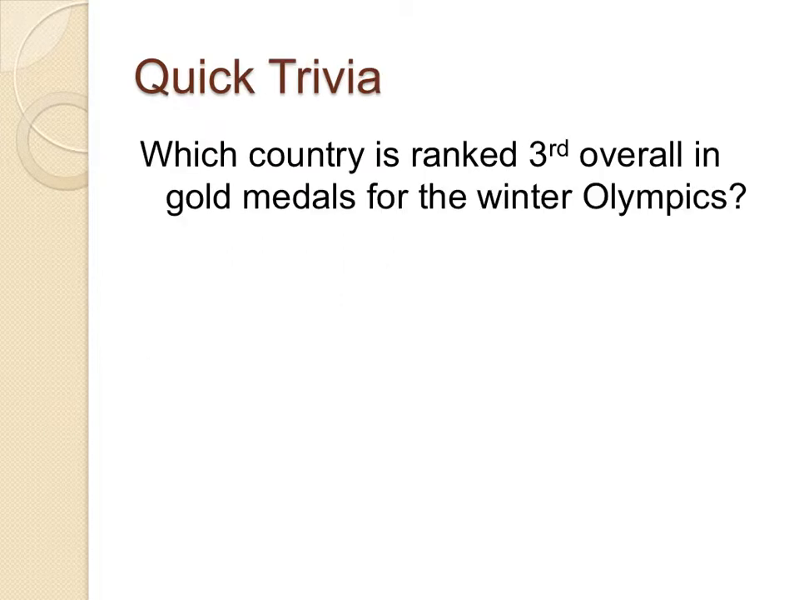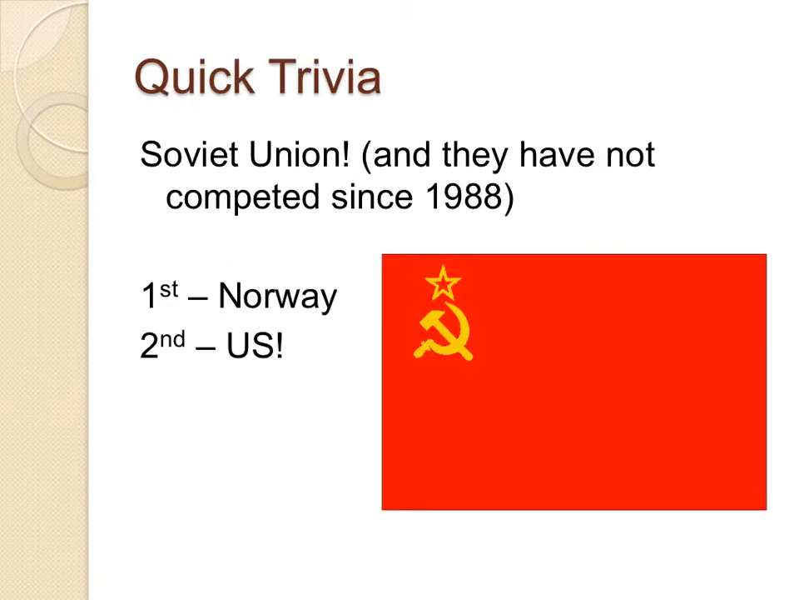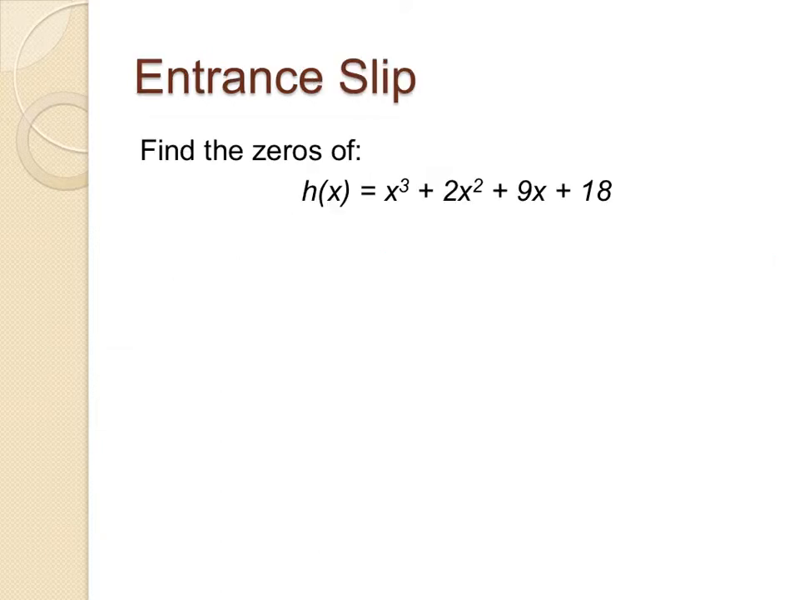So which country is ranked third overall? The Soviet Union. I thought that was kind of surprising. They've not competed in the Winter Olympics or in the Olympics at all since 1988. The first is Norway, and the second is the United States.